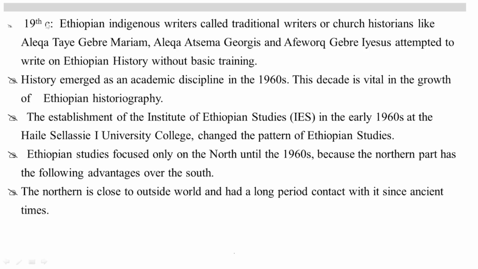There are many of them, like Alaqa Tayye Gabra Mariyam, whom we took as an example. Alaqa Asma Giyorgis and Gabra Iyesus, and many others, like Yilma Deressa, wrote Ethiopian history without basic training. Again, in the history of Ethiopia, 1960 is known as a crucial year in Ethiopian history because of three important reasons.